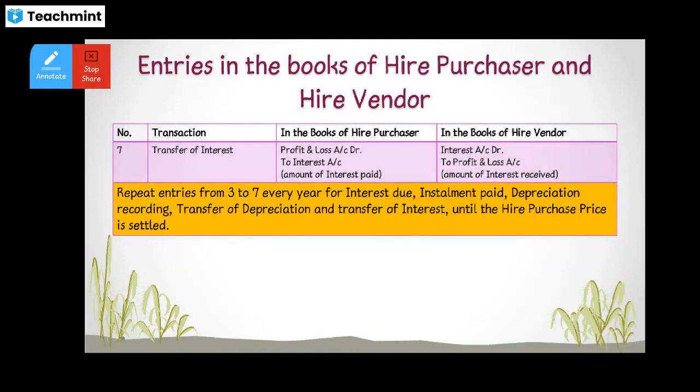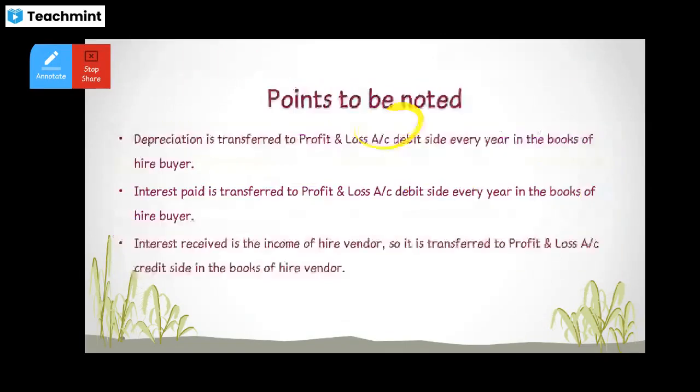So what is the entry in the books of hire purchaser? Profit and loss account debit to interest account, for the amount of interest which is paid to the hire vendor. And in the books of hire vendor, the entry will be interest account debit to profit and loss account, for the amount of interest received from the hire purchaser.